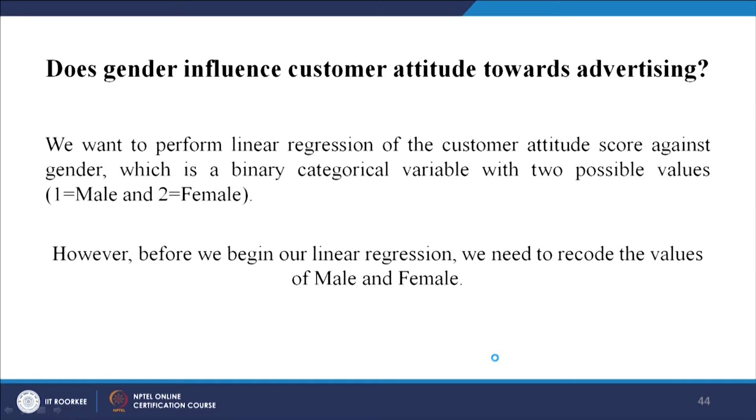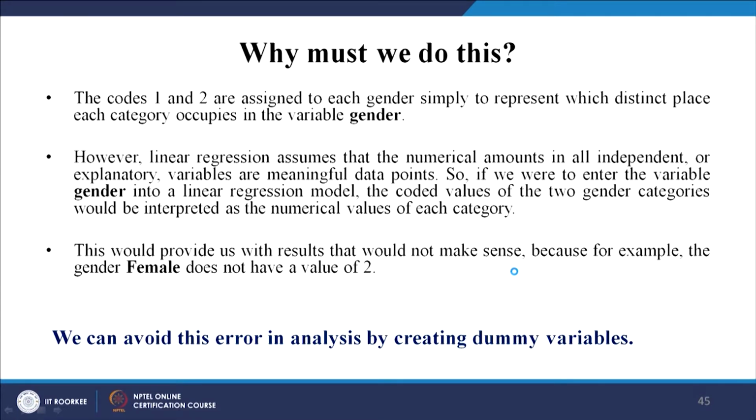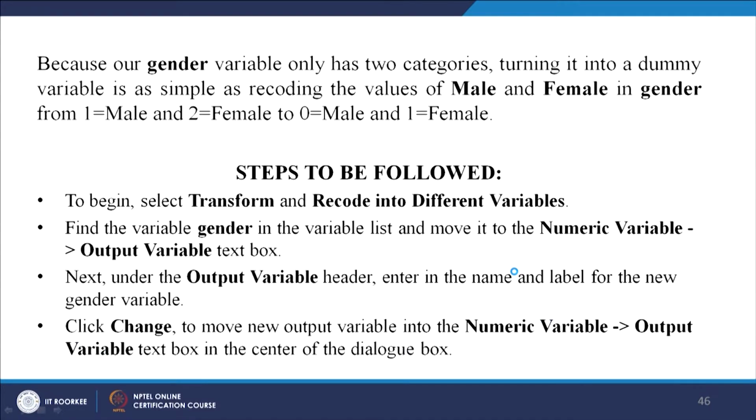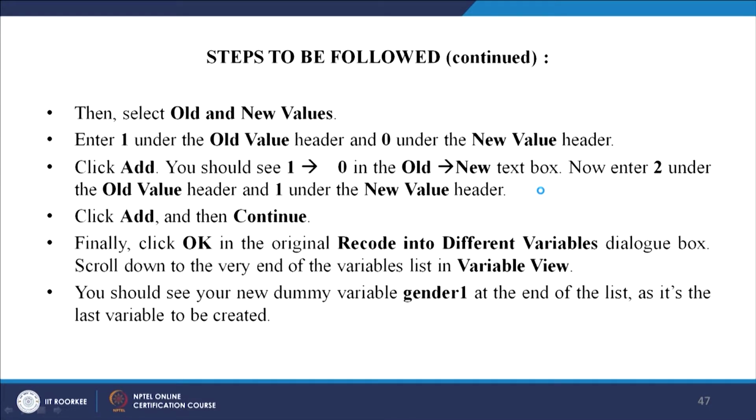Simple linear regression. We will begin with the coding of male and female gender. I think I have already explained why we must do this, so I am not getting into it. The steps to be followed: to begin, select transform and recode into different variables. Let me show you instead of telling you. So, let us go to the dummy variable, the simple one.